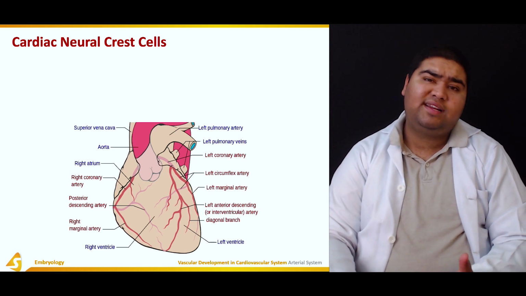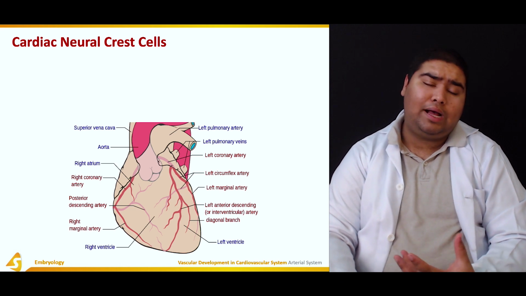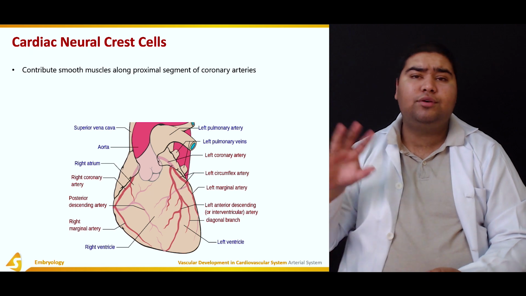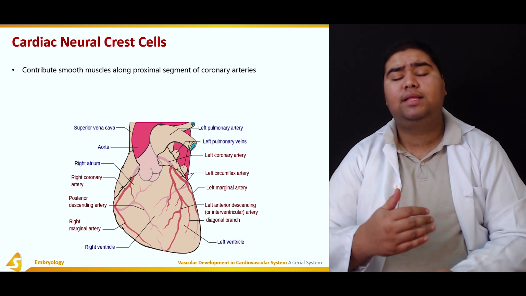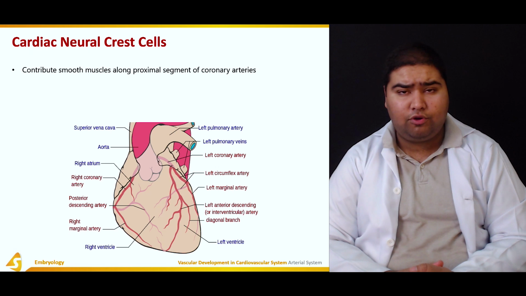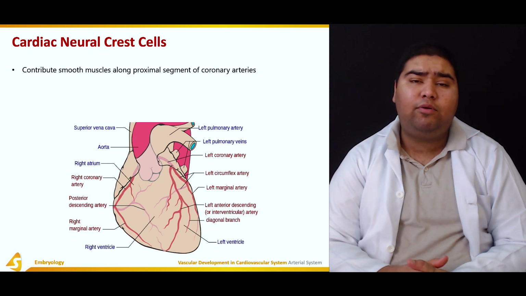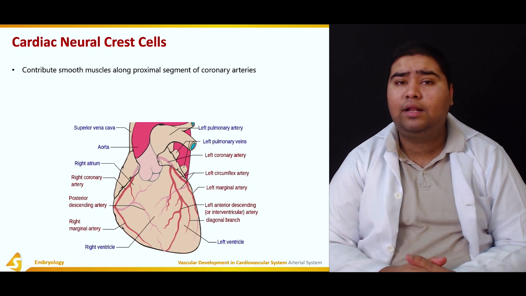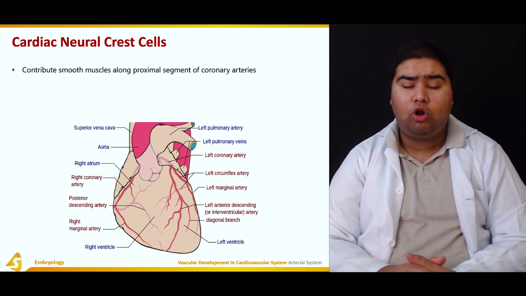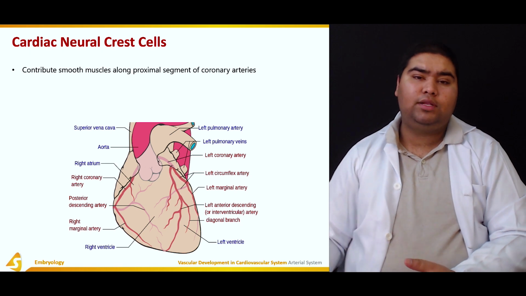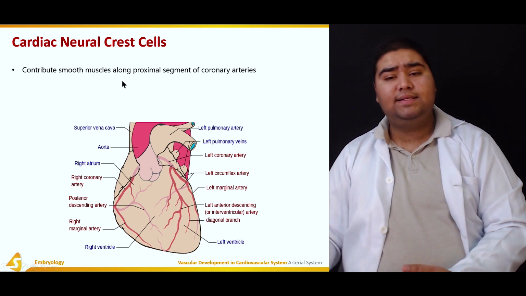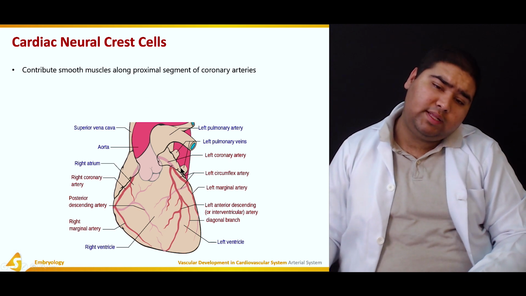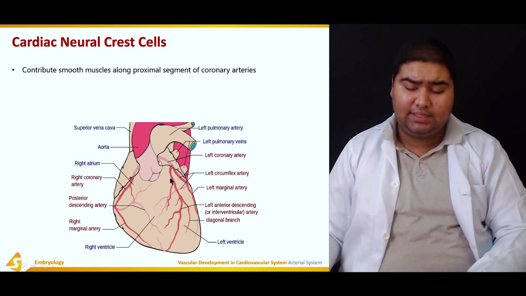What do cardiac neural crest cells do? How do they help in the development of the coronary arteries? The neural crest cells, which were initially present in the anterior region of the neuropore, have now migrated throughout the body, and they are now acting on the heart tube in the formation of the coronary arteries. Let's see what they do. They contribute smooth muscle along the proximal segments of the coronary artery.